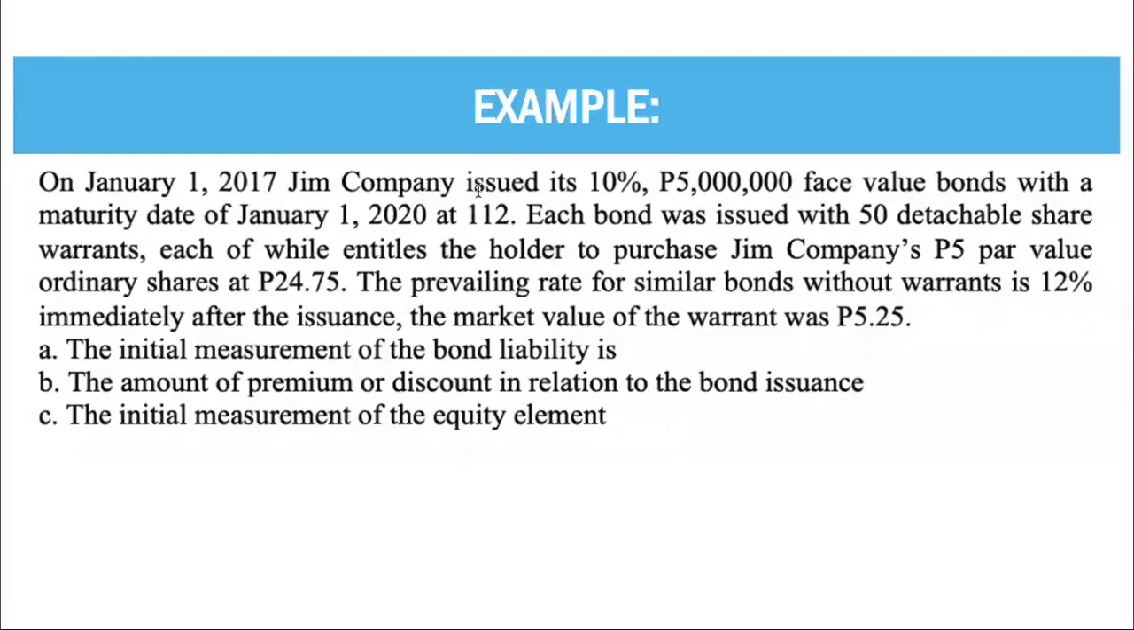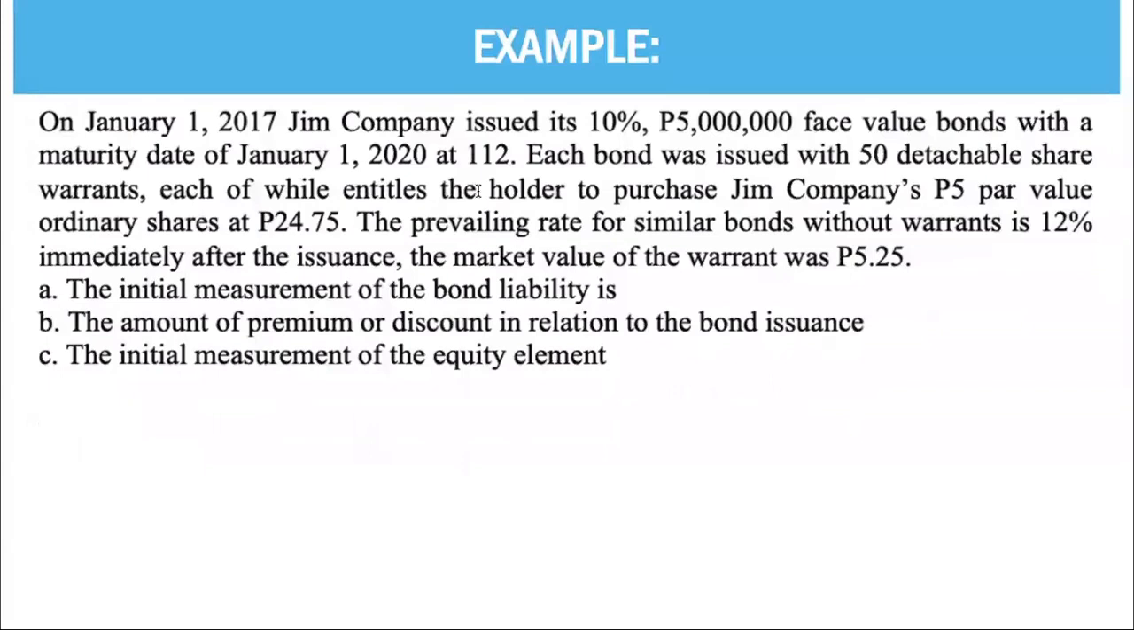So what do we do here? First, we get again the total issue price. That is 5 million face value and we issue it at 112. 5 million times 112 is 5.6 million. Next, we get the present value of the liability.